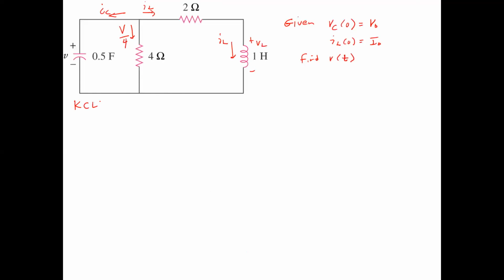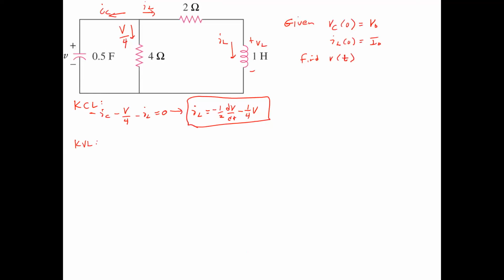So KCL is going to be minus IC minus V over 4 minus IL has to be, telling us that IL is going to equal minus 1/2 dV dt, because that's what IC is, minus 1/4 V. So it looks like you try to solve for one of the variables in terms of the other. Try to solve for the inductor current in terms of the capacitor voltage, or try to solve for the capacitor voltage in terms of the inductor current. So you can do a substitution in the other equation.